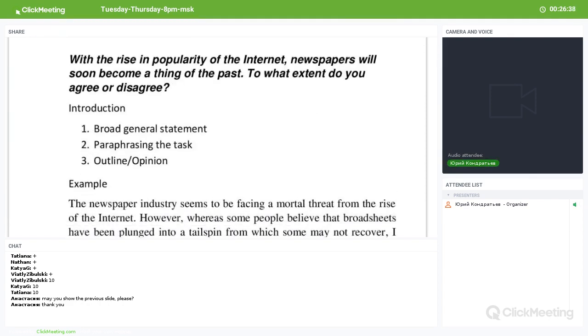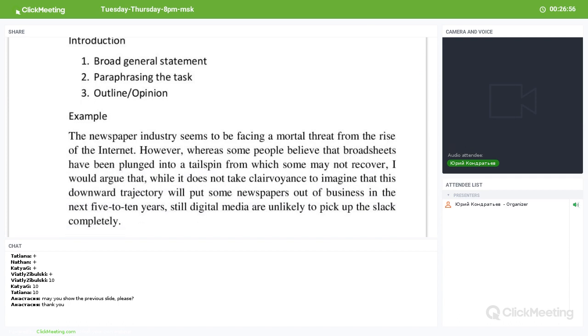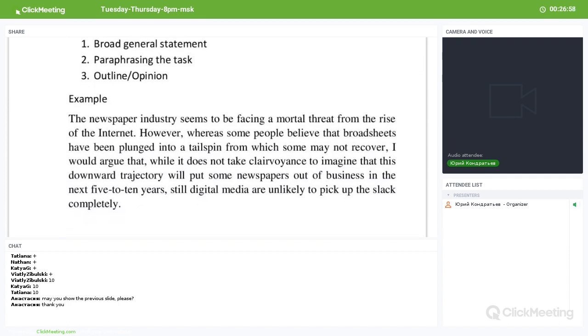So for those who have just appeared, we are writing an essay on the following topic. With the rise in popularity of the internet, newspapers will soon become a thing of the past. To what extent do you agree or disagree? And we're writing an introduction. So an example of an introduction is right here. So we still have about 4 minutes to complete our introduction and to write it in the chat.